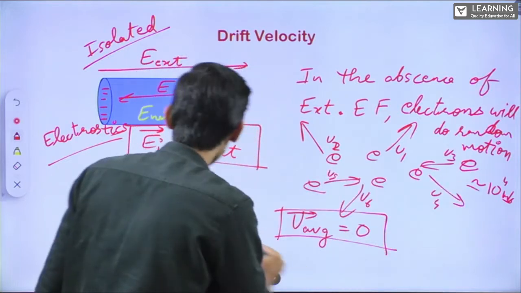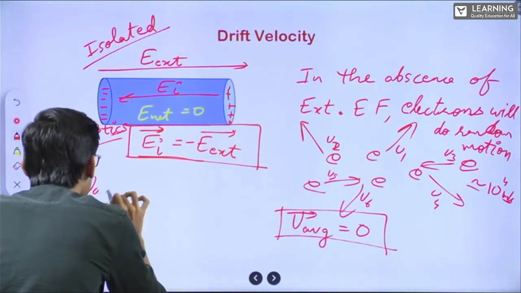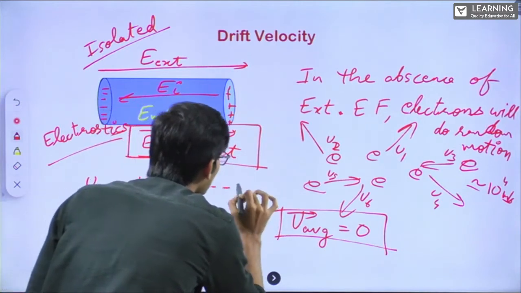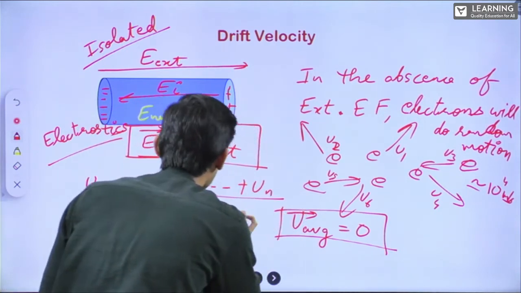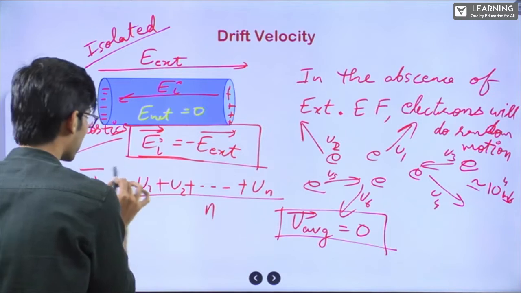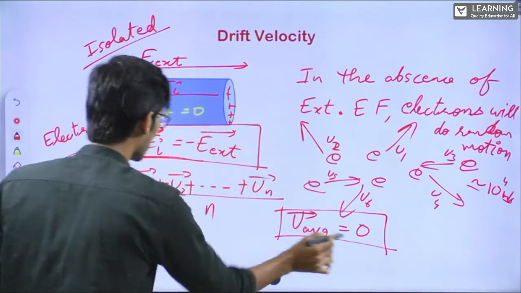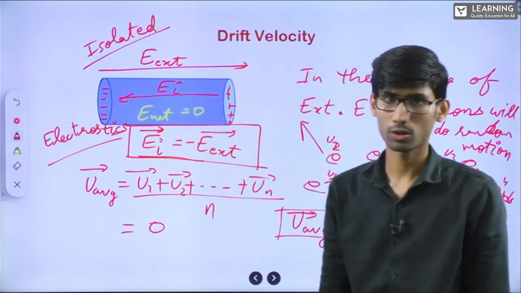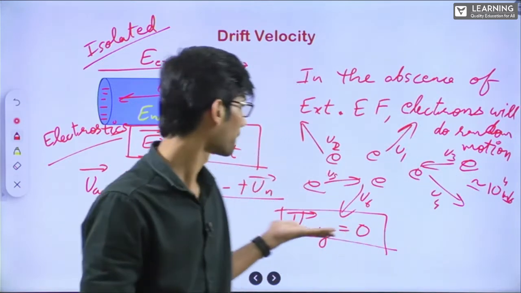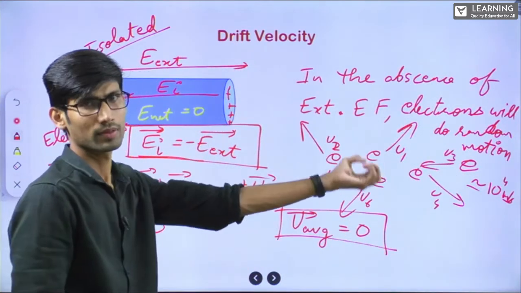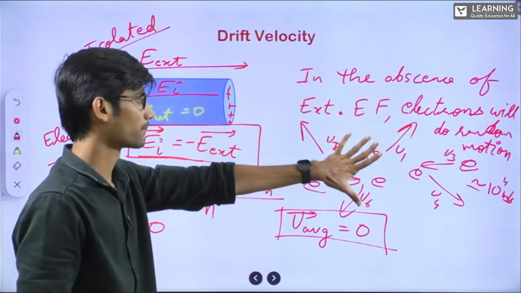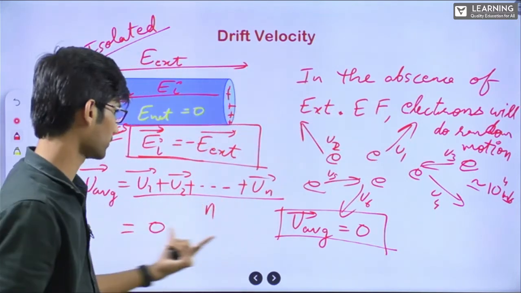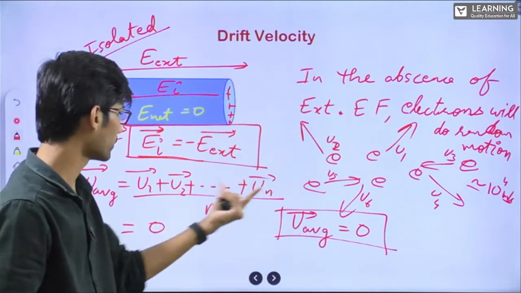All right. So U average will be U1 plus U2 plus, like this till UN, divided by N, correct? This is a vector. This U average is 0. Because of which there is no electric shock or electric current inside the conductor. Understood? Now remember this: U average is 0, that is, the vector sum U1 plus U2 plus up to UN is 0.